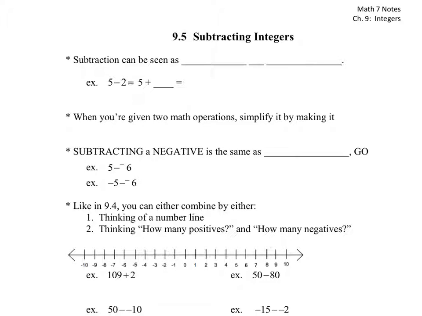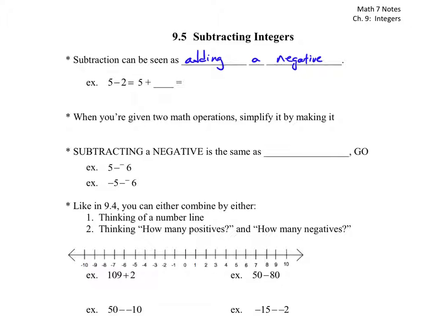So first of all, I want to be able to switch back and forth between subtracting a number and looking at it as though we're adding a negative. And that's this first line of our notes here, that it says subtraction can be seen as adding a negative. So adding a negative.